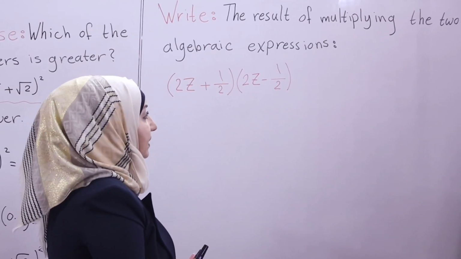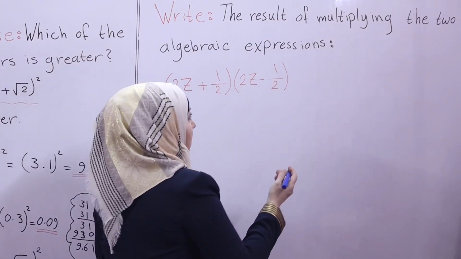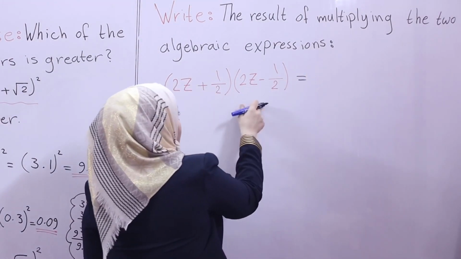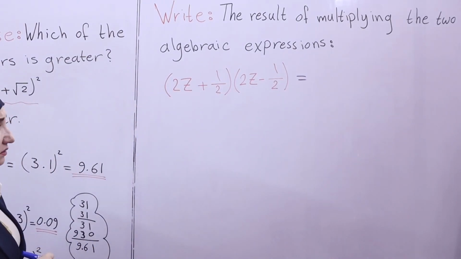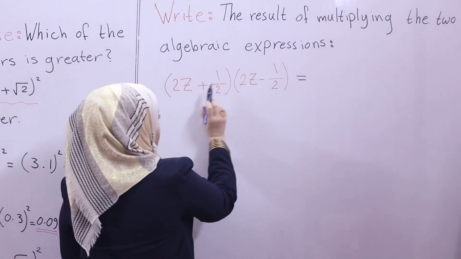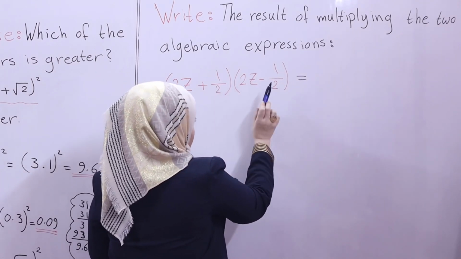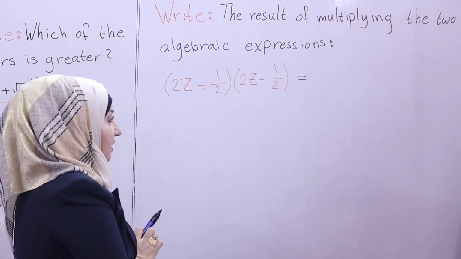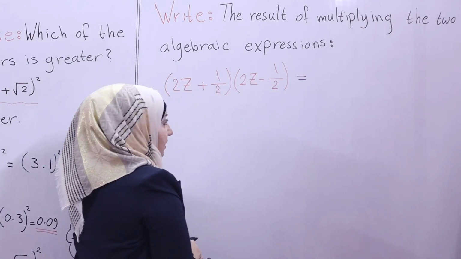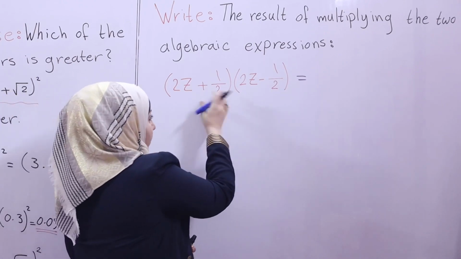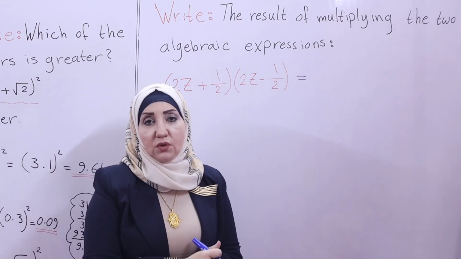So now we will solve Right of lesson 1 of chapter 2. Write the result of multiplying the two algebraic expressions. So here we can see that the first term is the same as the first term here, and the second term is the same as the second term in the second expression. But here we have a plus and here we have a minus. So that means the result of multiplying these two algebraic expressions will be a difference between two squares.